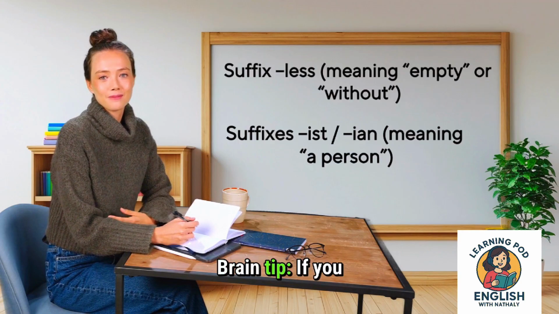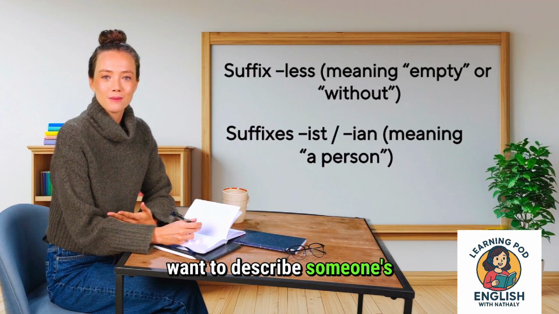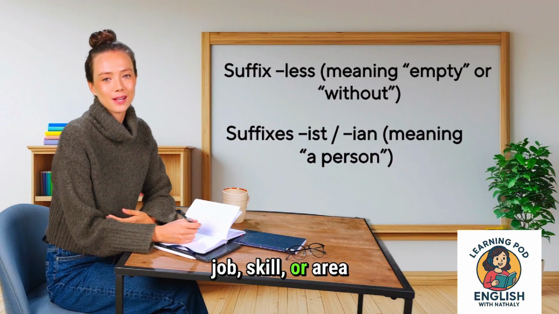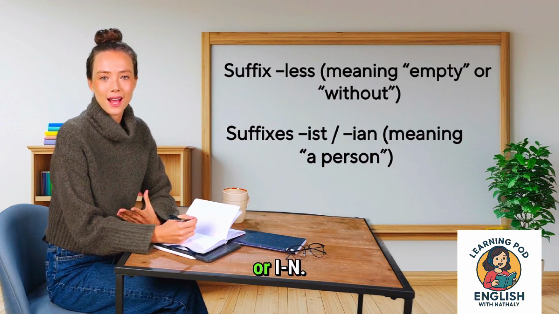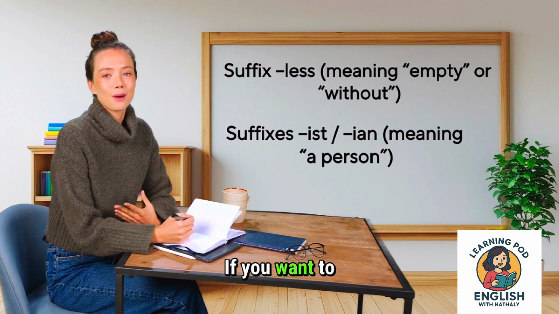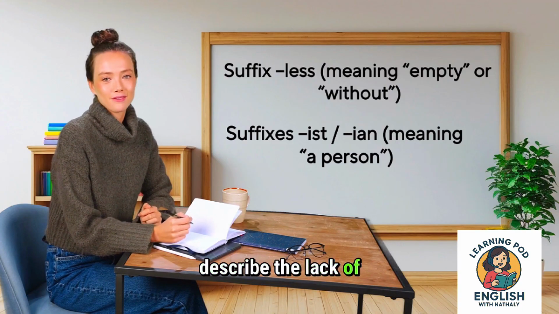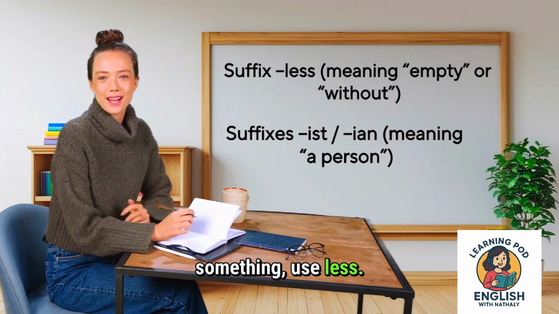Brain tip: if you want to describe someone's job, skill, or area of study, use -ist or -ian. If you want to describe the lack of something, use -less.